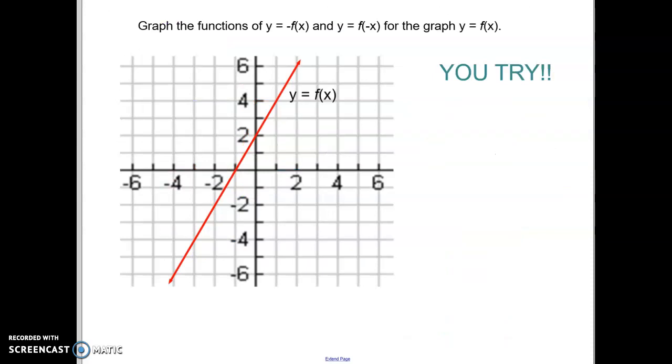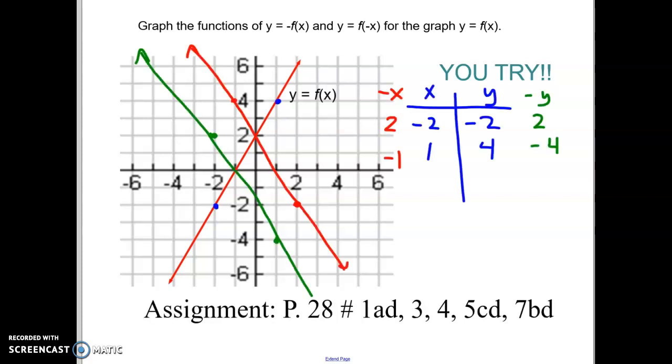I'd like you to try this next one on your own, please. You're going to reflect this line both vertically and horizontally. Your graph should look something like this after you reflect the y's and then reflect the x's. The green graph here is going to be when you reflect the y's, and the red graph here is when you make your x's negative. You can then try the assignment at the bottom of the page.